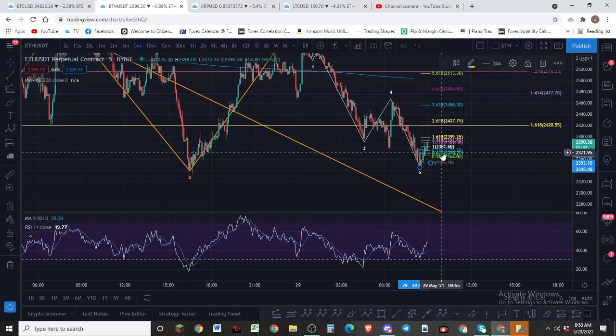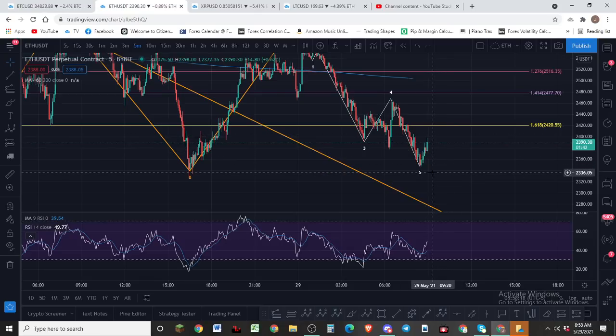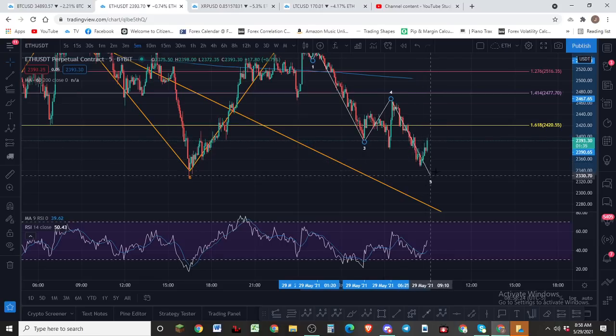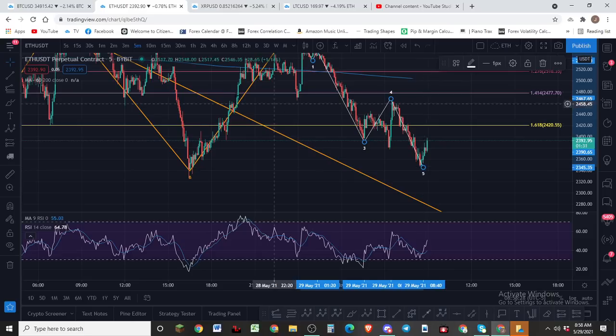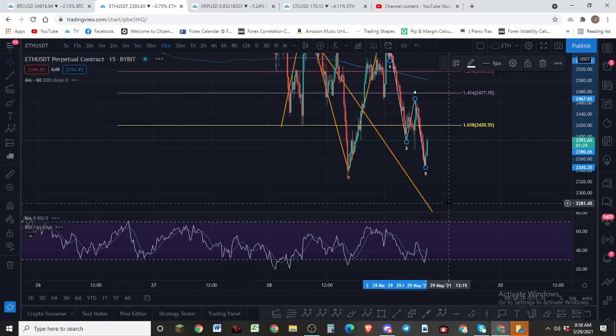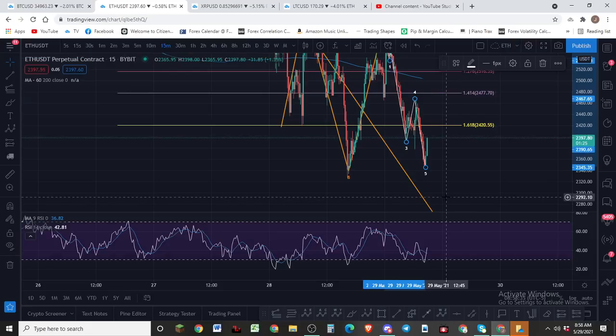Any three-wave pullback that I get, if I get another low or three-wave pullback, I'm going to look for a long trade. I thought Litecoin was interesting. Let's take a peek at Litecoin.